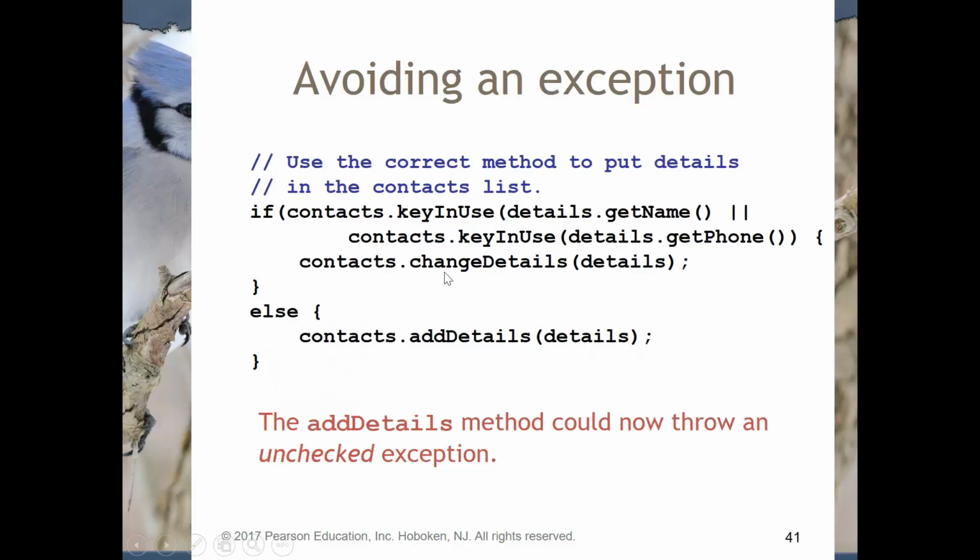Avoiding an exception. So basically check it before you do it. So if the key is in use or if this is in use, then do this. Otherwise, do an add. So in other words, if it exists, update it. Otherwise, add it. No sense in trying to do an add, finding out that it's already there, then doing an update. Check in advance.